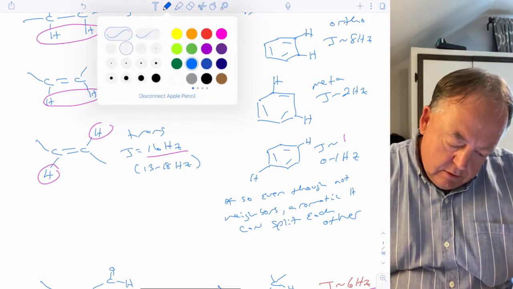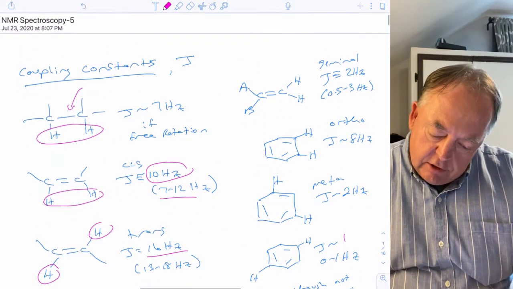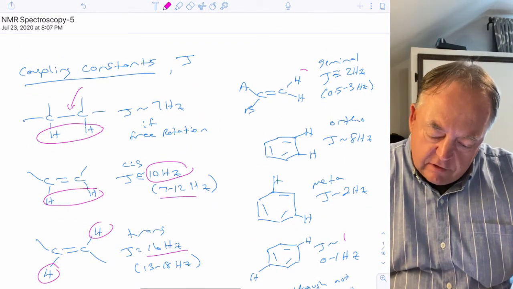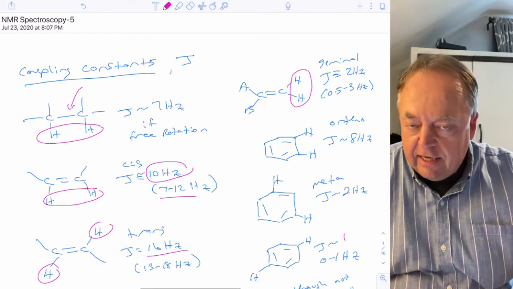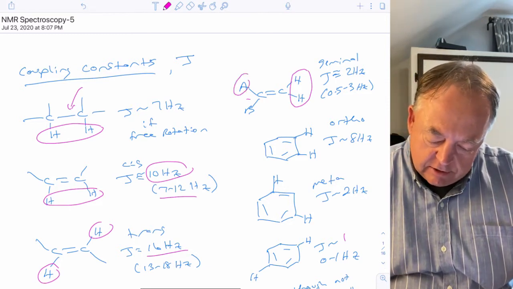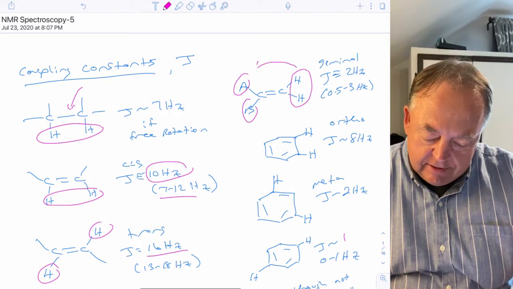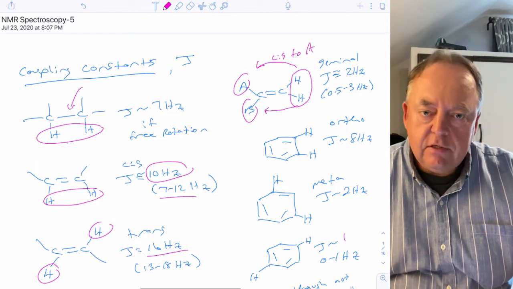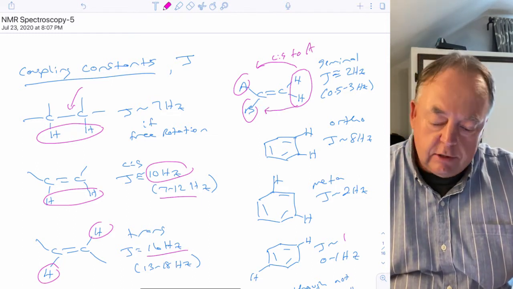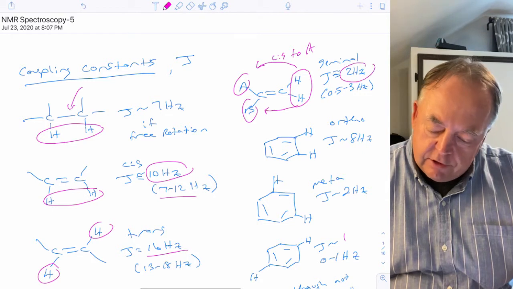So hydrogens on the same carbon of a double bond, so those are geminal, and in this case they're not equivalent because A is not the same as B, right? So this hydrogen is cis to A, whereas this hydrogen is cis to B, so those two hydrogens are different, so they can split each other, and those coupling constants are about 2 Hertz.